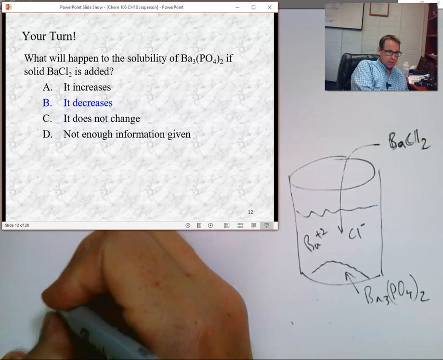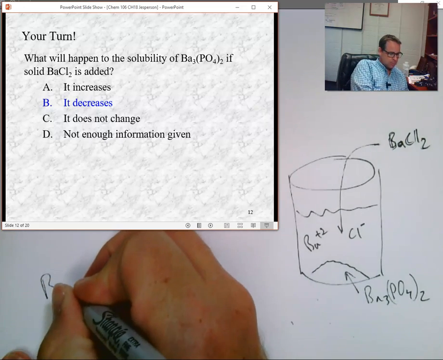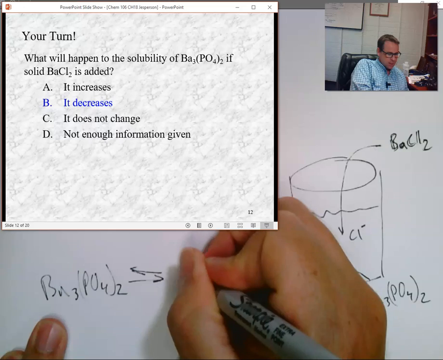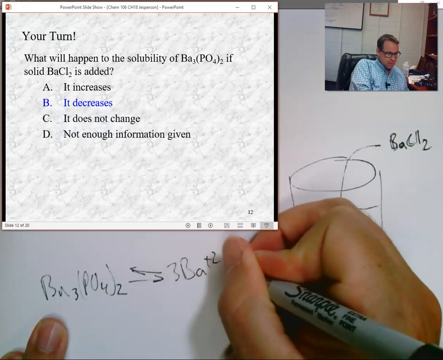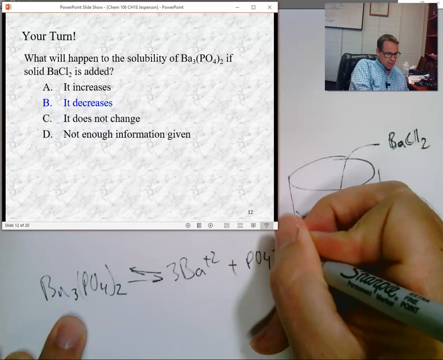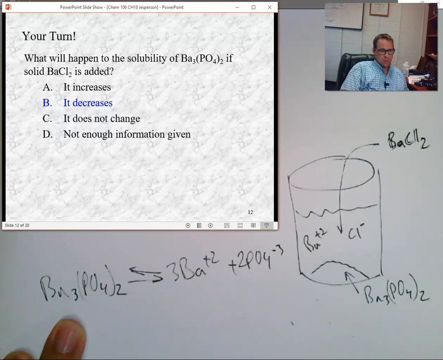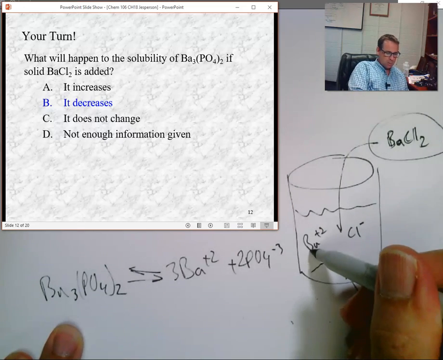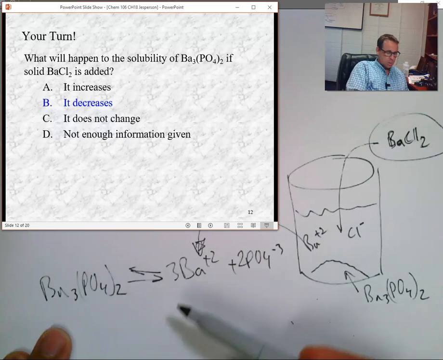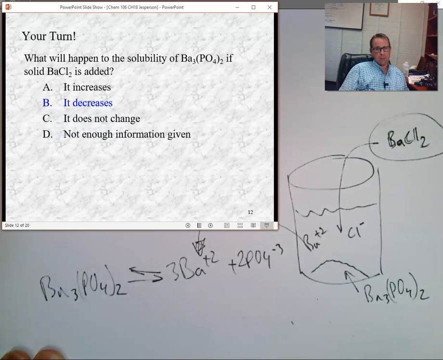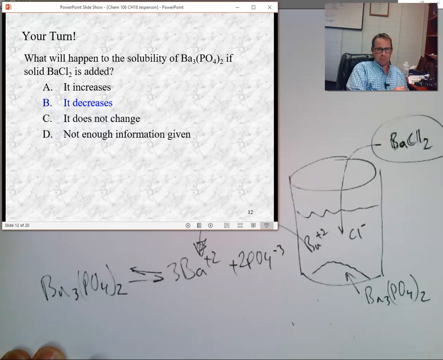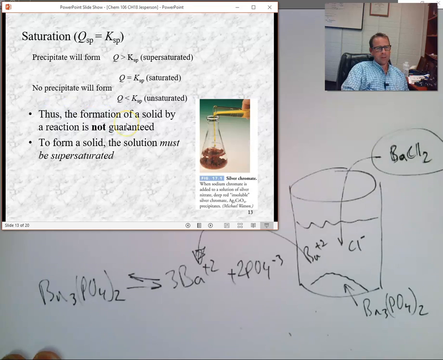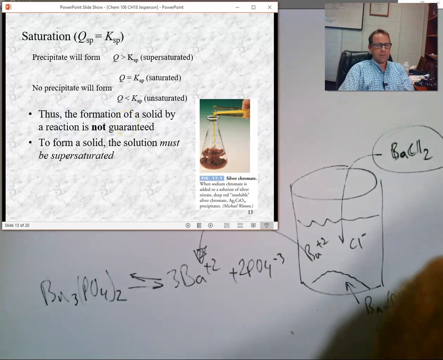Now, if we want to draw that out to think about it, barium phosphate, if it's solubilizing, we're saying that barium ions and phosphate ions are on the product side. But when we add barium chloride, we're adding more barium ions, which is going to push this equilibrium back towards the left. Okay. Excellent.